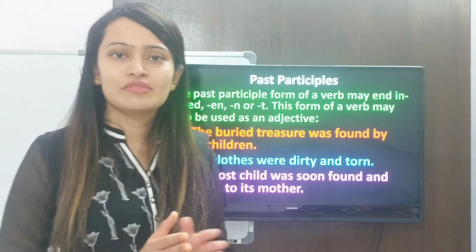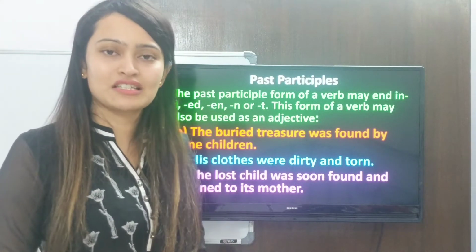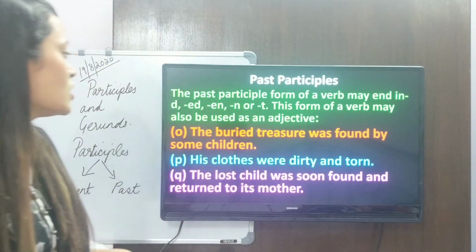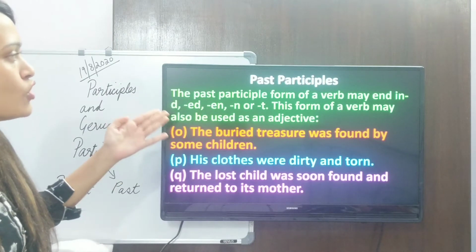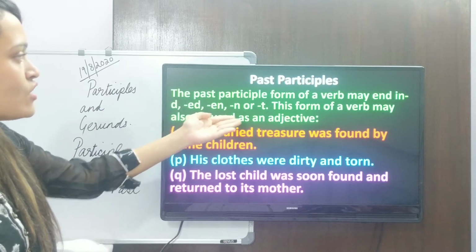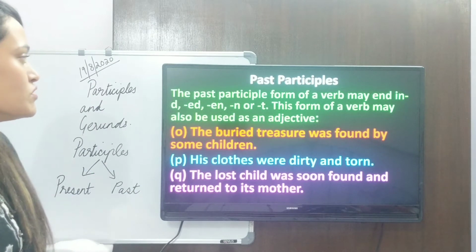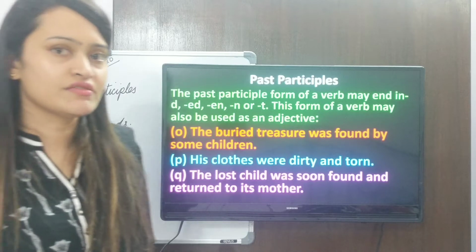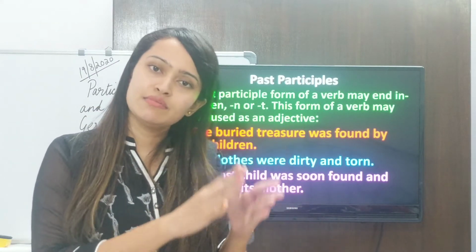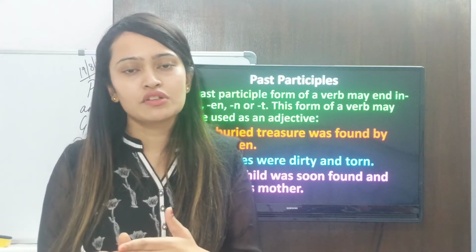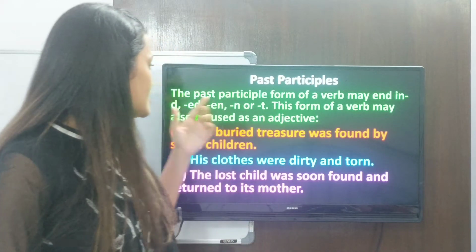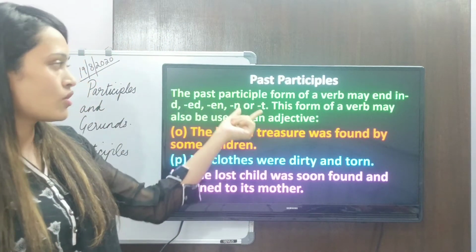Okay, now we will be studying the second type of participle, right children? The past participle. The past participle form of a verb may end in D, ED, EN, N or T. This form of verb may also be used as an adjective. Like I told you about the present participle, similarly, the past participle basically has these ending suffixes: D, ED, EN, N or T.